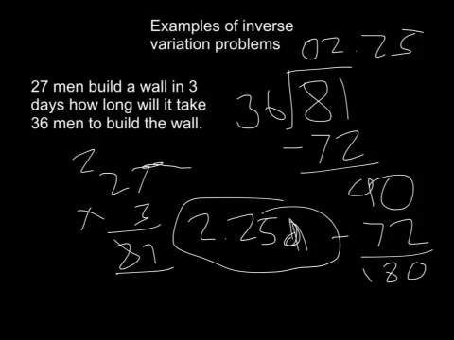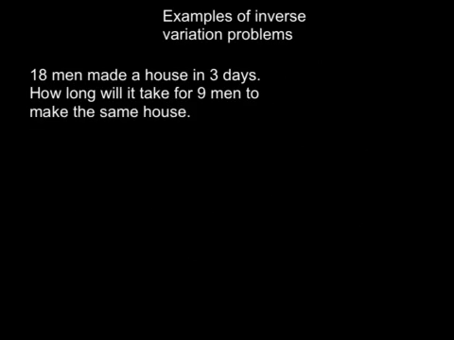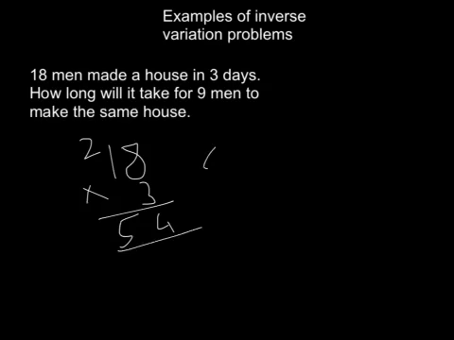18 men made a house in 3 days. How long will it take for 9 men to make the same house? This is an inverse variation problem, and we are going to use the unitary method to solve it. So first we have to find how long it will take for one man to make this house. So we do 18 into 3. So 3 into 8 is 24, carry over the 2, 3 into 1 is 3, plus 2, which is 5. So it takes 54 days for one man to make it.